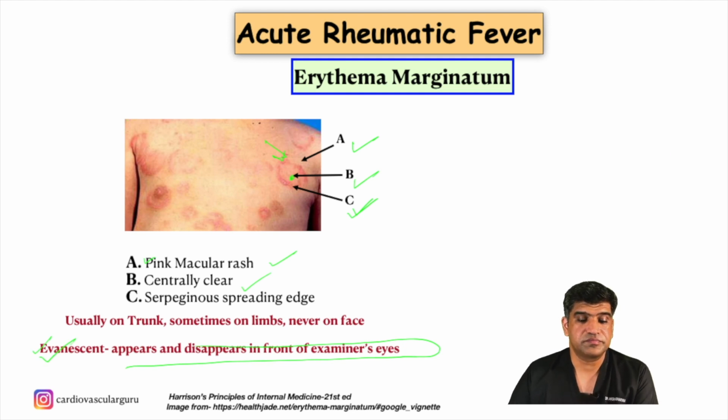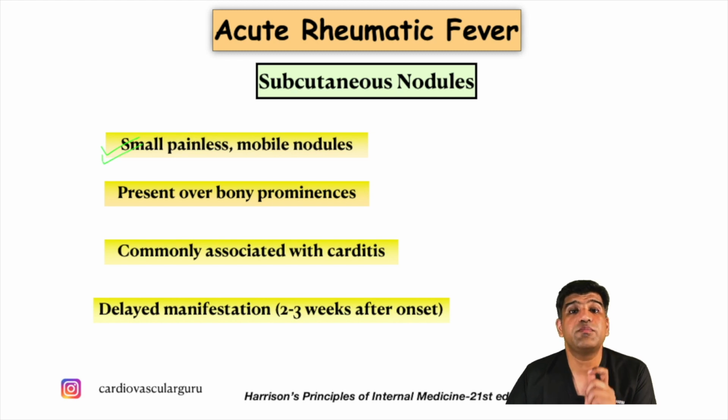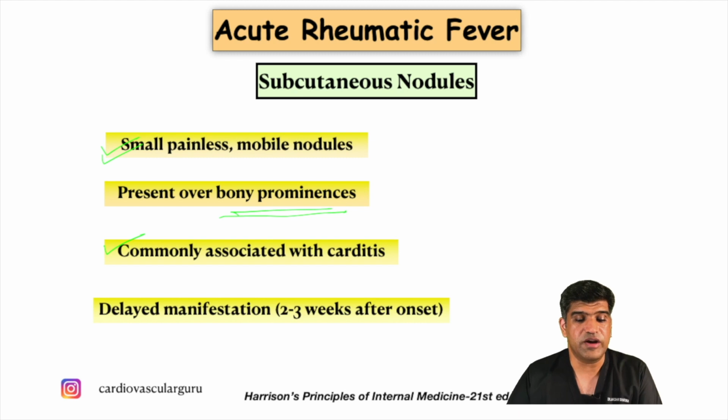skin lesion. The other skin lesion is subcutaneous nodules. These are small painless nodules present over bony prominences. It's not like it is present anywhere. It is simply present on the bony prominences, commonly associated with carditis, and it is also one of the delayed manifestations of acute rheumatic fever. So these were all the characteristics of various manifestations of acute rheumatic fever.